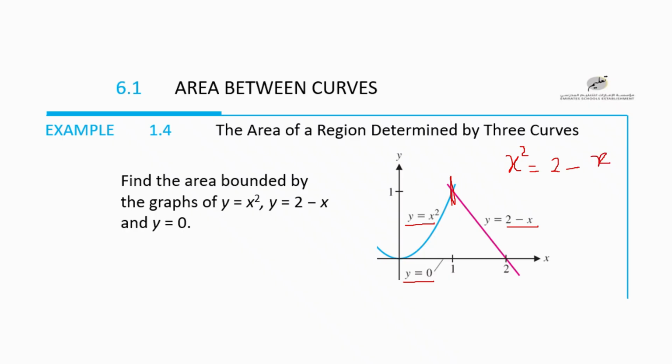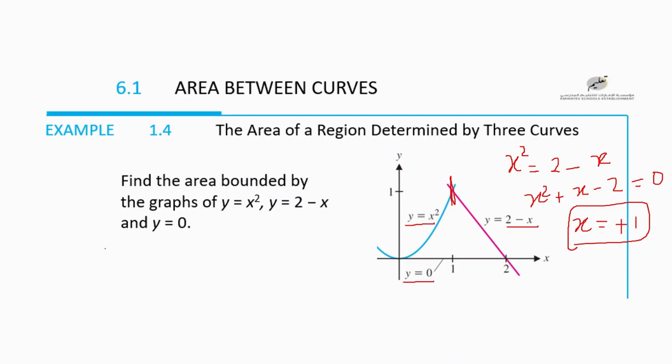When you bring everything on one side, you get x square plus x minus 2 equal to 0. You get x as negative 2 and x as positive 1. You consider only positive 1 because you can't cross 0. So you get only positive 1. You will ignore the negative 2.